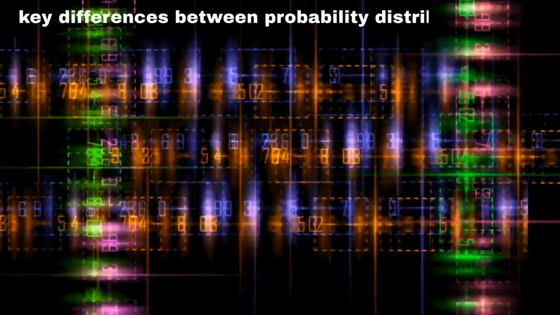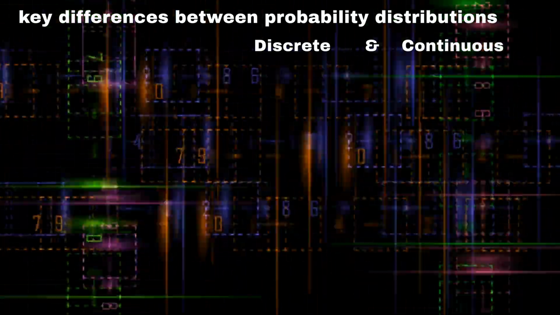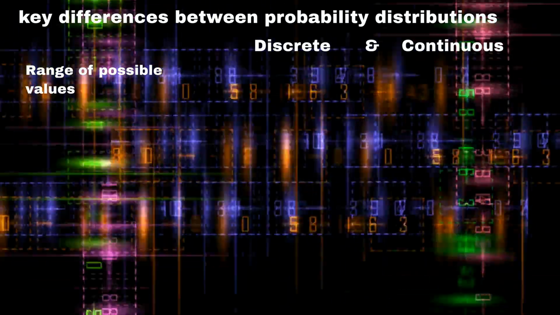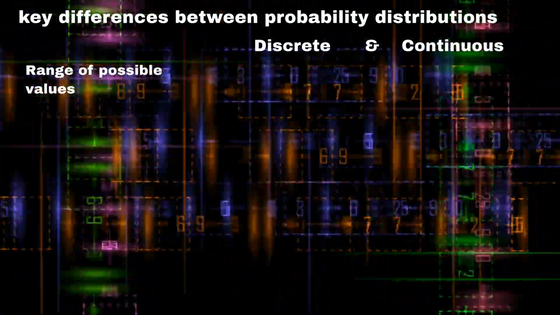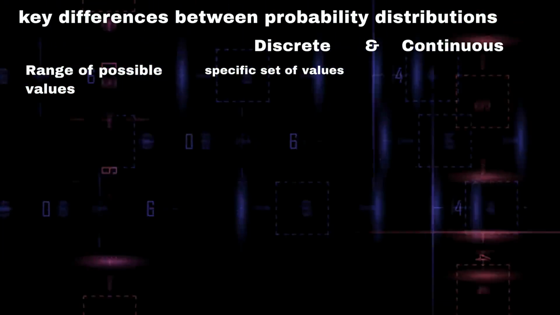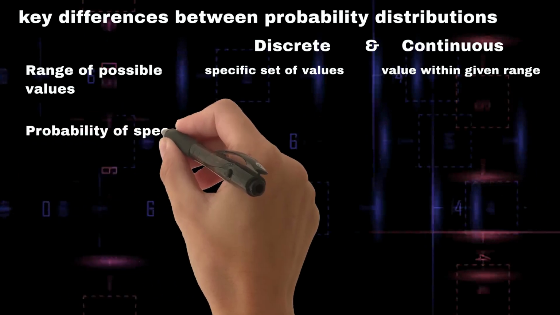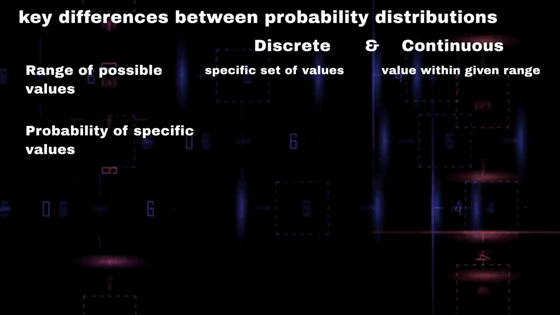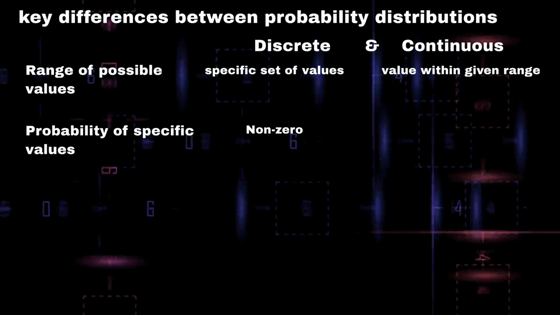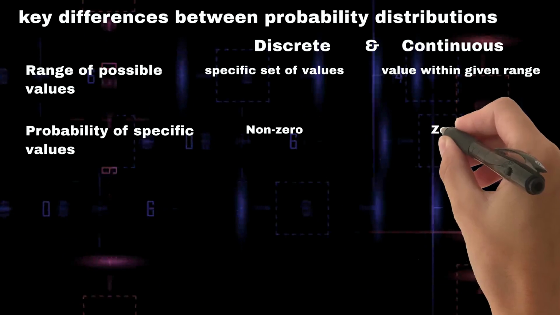Let us know some key differences between discrete and continuous probability distributions. Range of possible values. A discrete random variable can only take on a specific set of values, while a continuous random variable can take on any value within a given range. Probability of specific values. The probability of a specific value occurring in a discrete probability distribution is non-zero, while the probability of a specific value occurring in a continuous probability distribution is always zero.